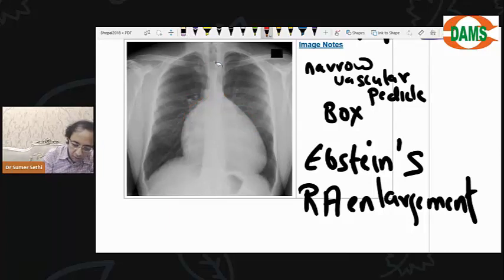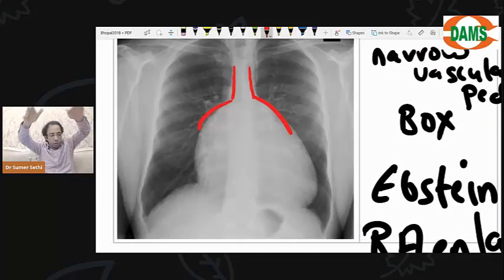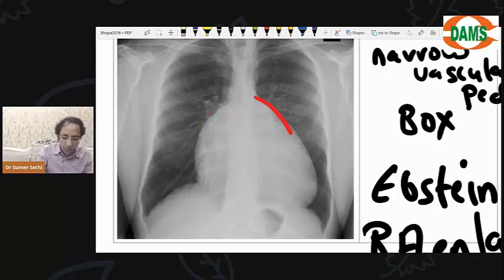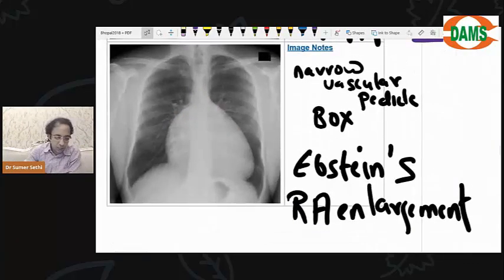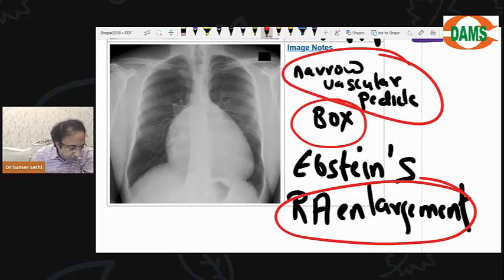So to see the difference between the pericardial effusion and the Epstein's, in Epstein's, I'm sure you can pick it up. This area is very narrow, suddenly starts to bulge. While in pericardial effusion, it was more conical. This is your Epstein's anomaly. Epstein's anomaly, again, you will say cyanosis with box-shaped heart, RA enlargement, narrow vascular pedicle. We think of words like Epstein's.